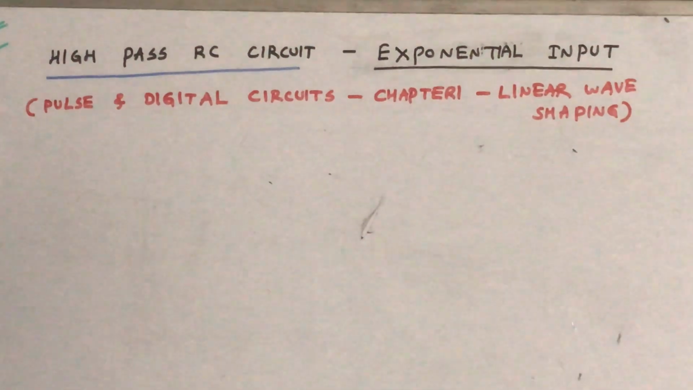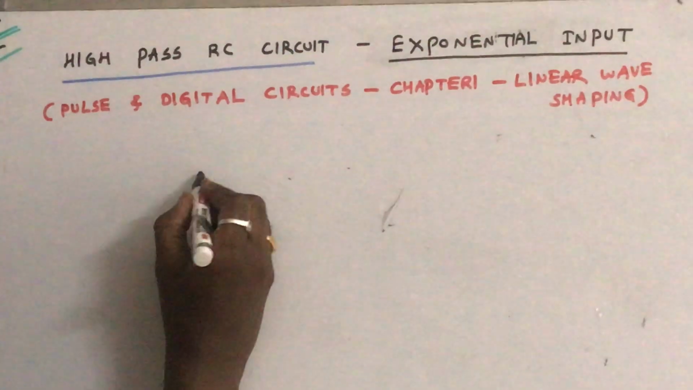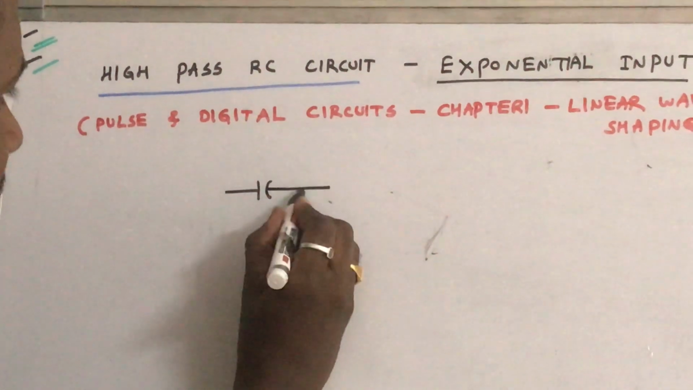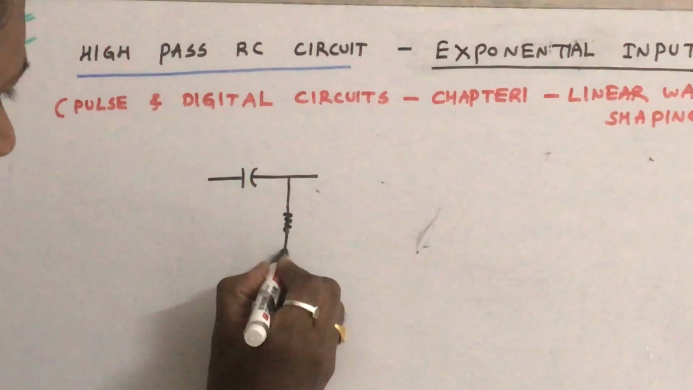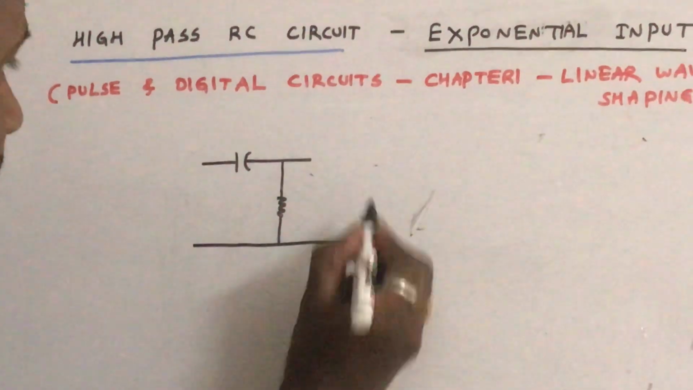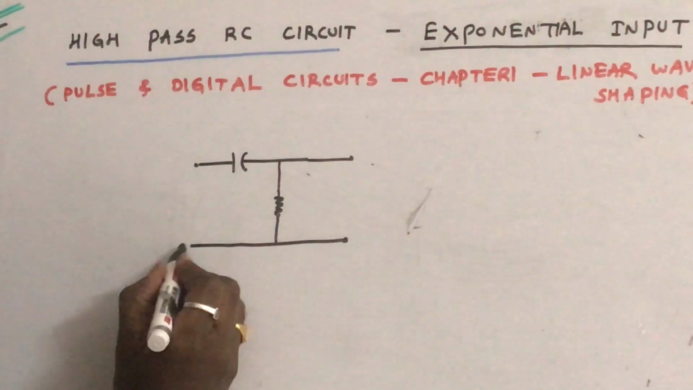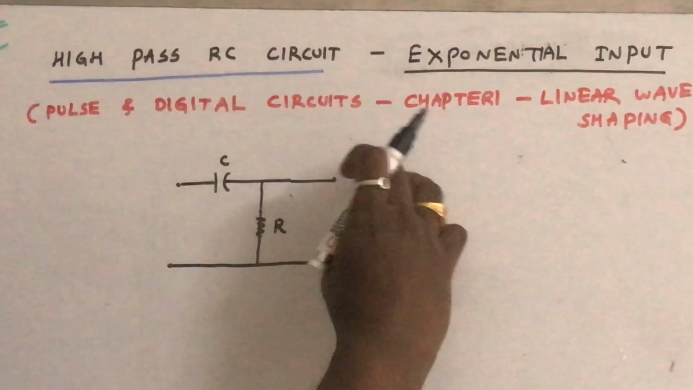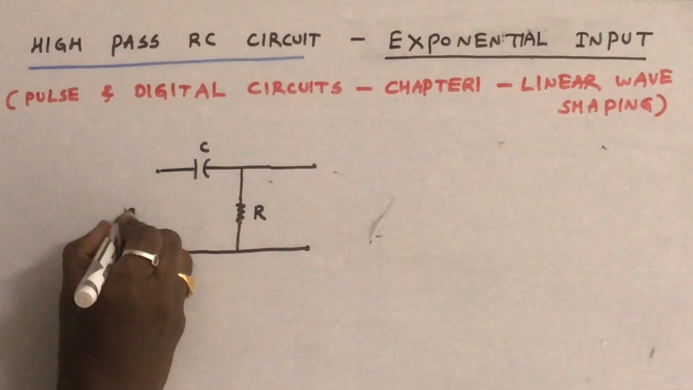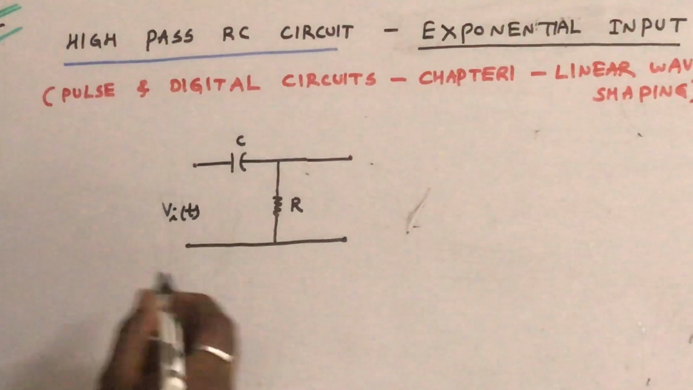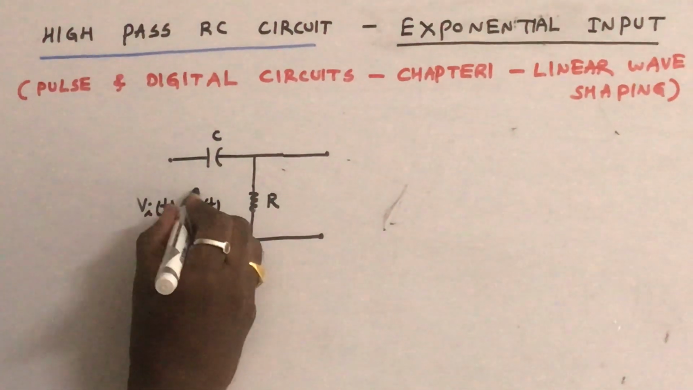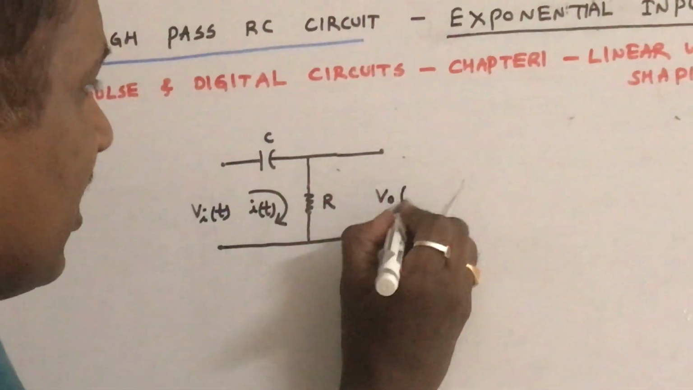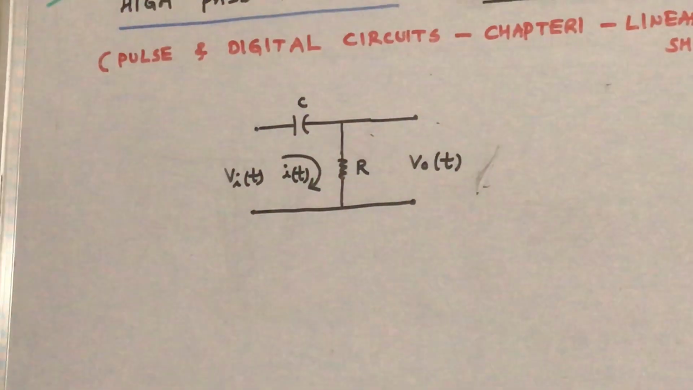Let us see. As you know, the RC high pass circuit will be like this. This is the capacitor, resistor, two passive elements. This is capacitor and this is resistor, where we take the voltage across resistor. Say the input voltage to the circuit is VA of t. The current flowing through this loop because of this input voltage is say I of t, and the voltage across resistor is say V0 of t.